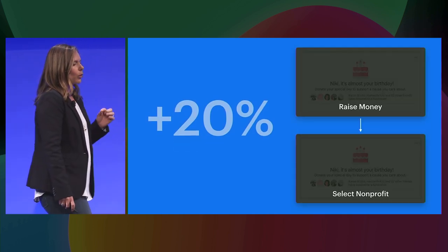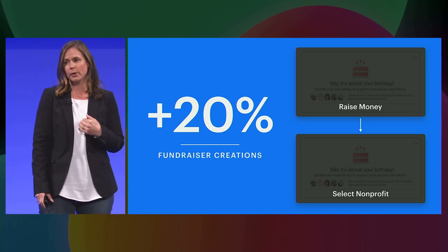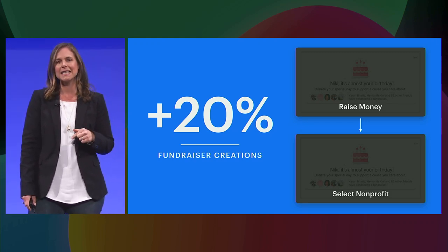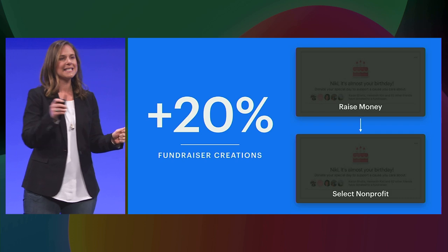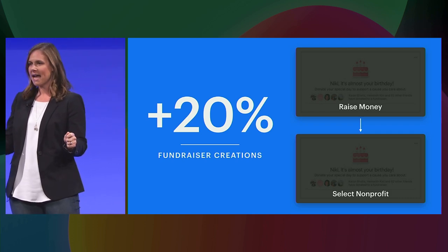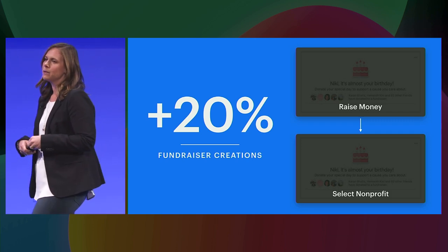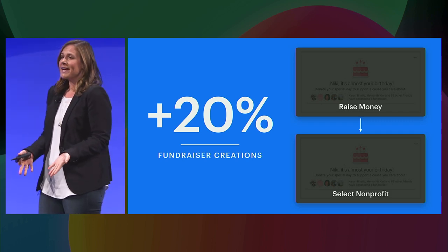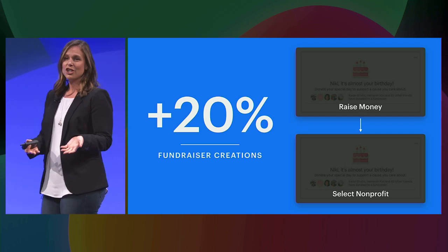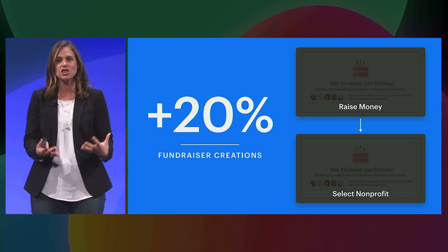Changing the text from raise money, which was very internal, we now know, to select nonprofit, which is the next step that the user would be taking anyway, increased fundraisers by 20%. It's so basic. Test your buttons. Huge, huge yields, and it's super easy.